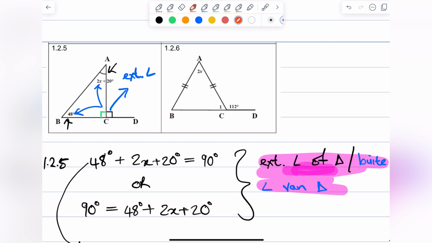Again, we have a triangle ABC, and at point C, there's an extension to point D, and that of course forms the exterior angle over here of 112 degrees.